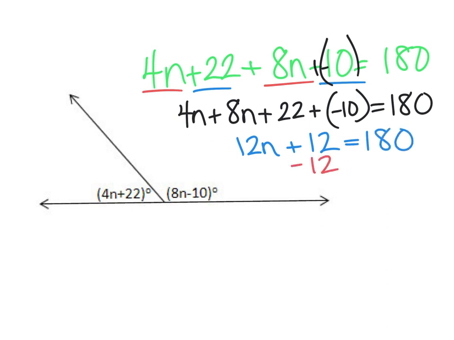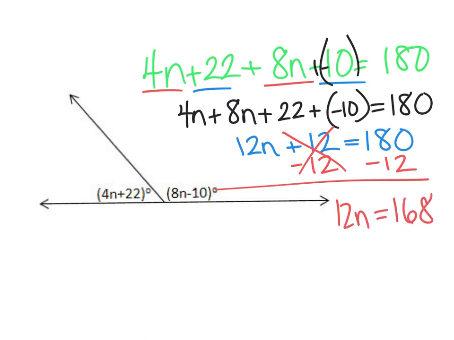So I'm going to get rid of my 12 by using the inverse operation. I end up with 12n equals 168. I'm going to divide both sides by 12 to find the value of n, which is 14.